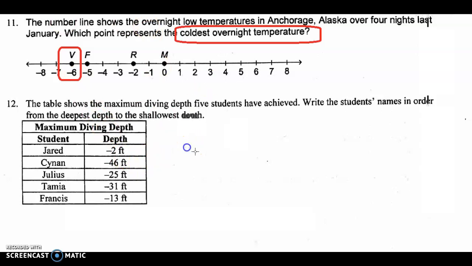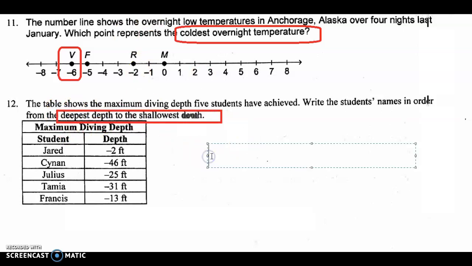So we would write, because it wants us to list in order from deepest to shallowest. So our deepest is Sinai, and it's asking for names. So we're going to put Sinai. Our next deepest, that would be negative 31, right? Our biggest negative number. Tamia. And then you guys can figure out the rest. Alright?